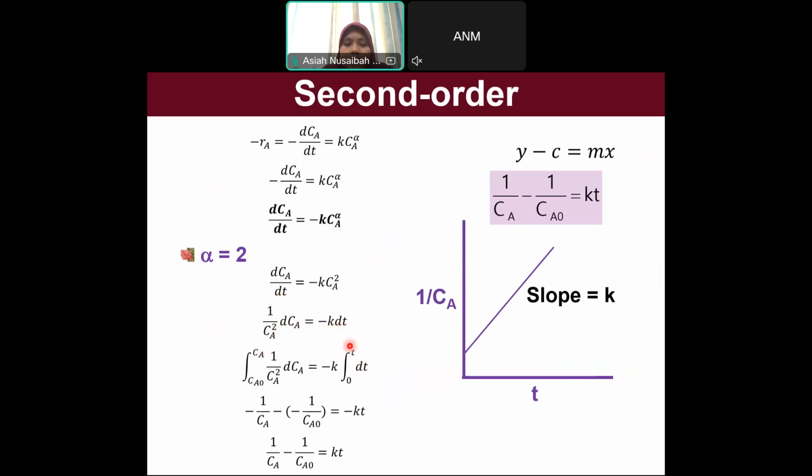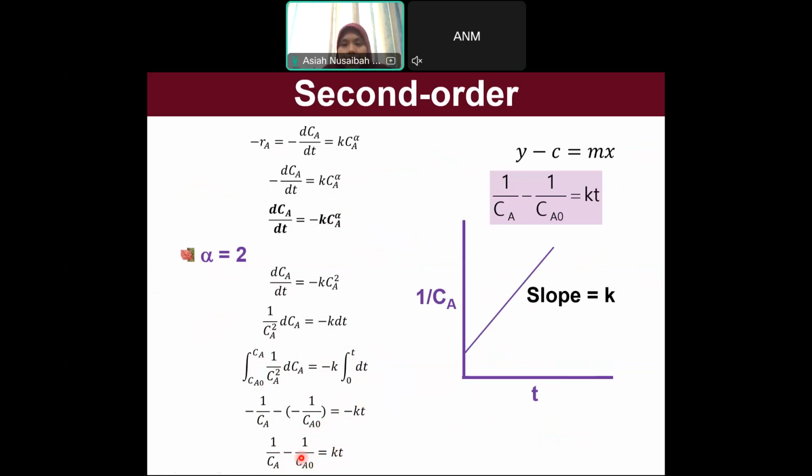Again, the right-hand side will be the same. Integration from t to 0, 1 dt will get t, so that will be minus kt. While the left-hand side, integrating from CA to CA naught, 1 over CA squared dCA will be minus 1 over CA minus negative 1 over CA naught equals minus kt. Then we can simplify the equation by multiplying both sides with negative. We get 1 over CA minus 1 over CA naught equals kt.